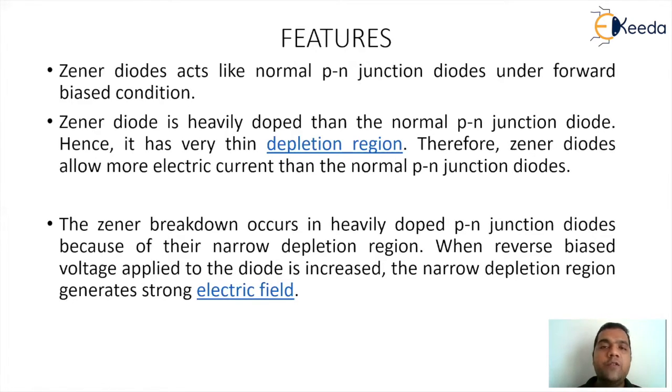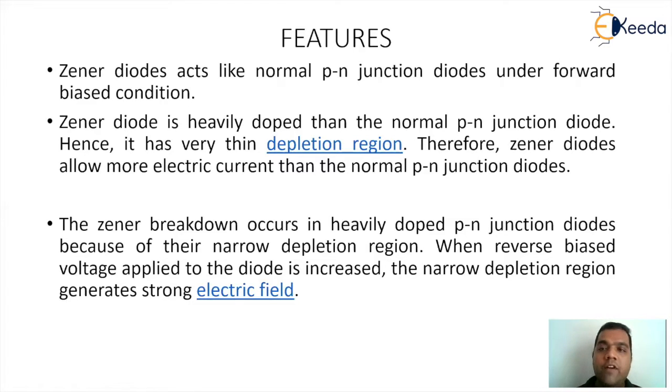So first of all, we need to understand how a Zener diode is different from a normal PN junction diode. When we talk about the characteristics behavior, a Zener diode acts like a normal PN junction diode under forward bias condition. A Zener diode is more heavily doped than the normal PN junction diode. Hence, it will have a very thin depletion region or potential barrier. But the advantage that we get here is the electric field of that barrier will be stronger.